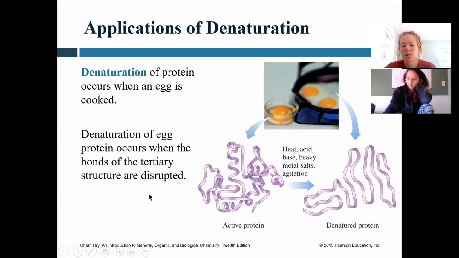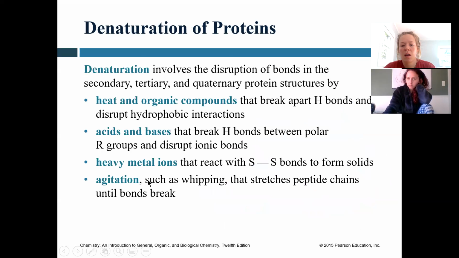agitation. So anytime you add a really strong acid or a base, that will break apart the hydrogen bonds, specifically within polar R groups, and it can disrupt ionic bonds. So this is something acids and bases can throw off, the tertiary and the quaternary. Heavy metal ions that react with the sulfur-sulfur bonds can form solids.